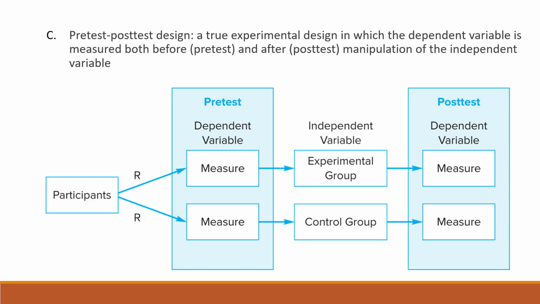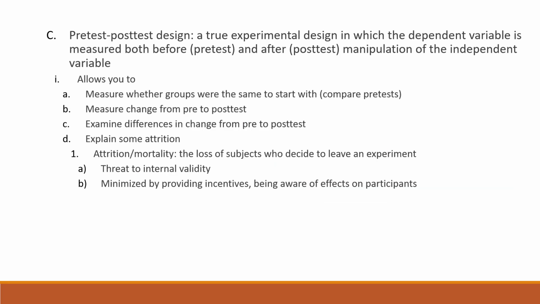The picture on the screen is an example of this, where the participants are randomly assigned to groups, just like before, but before taking part in the intervention, they take that math test. They then go through the intervention or control condition, and after that, we test them again to compare the scores.